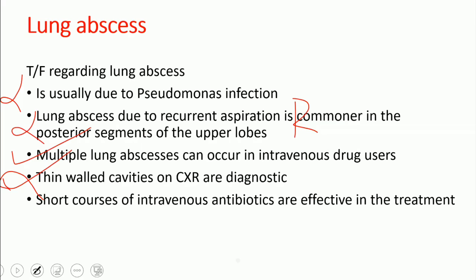In some people it doesn't work at all. You need to surgically remove or drain them in some people. So the summary of the story is there are multiple organisms inside, difficult to treat, long courses of antibiotics, 6 weeks minimum, and they often need surgery as well. So saying short courses is wrong. Any questions about lung abscesses?